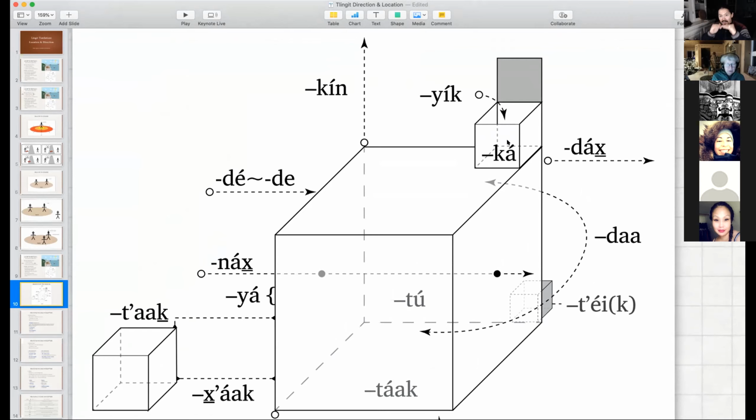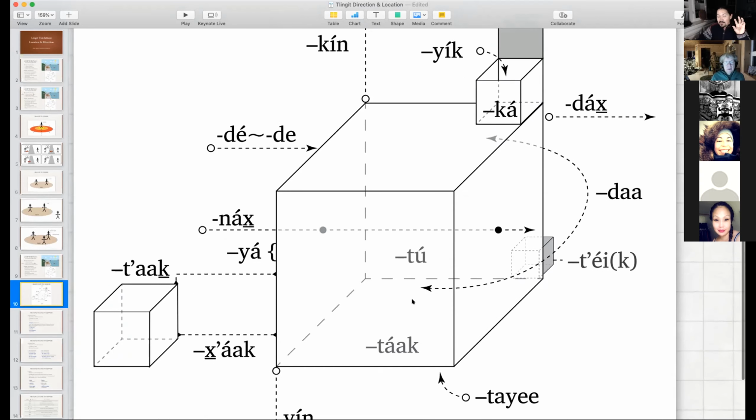And just to clarify, yik is in a shallow container. Ka is usually on the surface of something. And then tu is inside, usually a closed container. And what's going to be wild is you're going to see some of these built right into verbs, especially ya, which is the vertical surface or the face of something, tu, which is inside something, and ka.